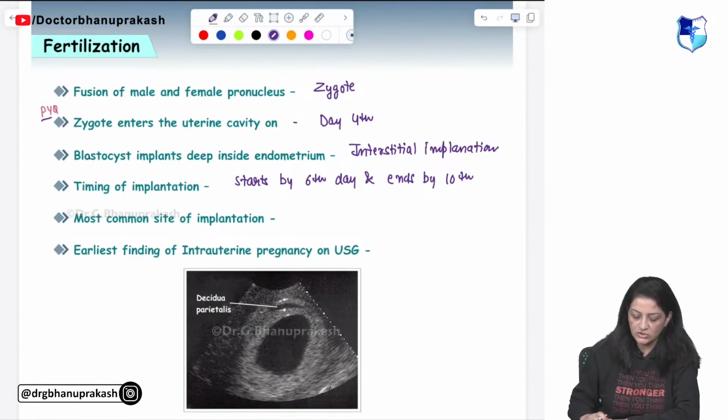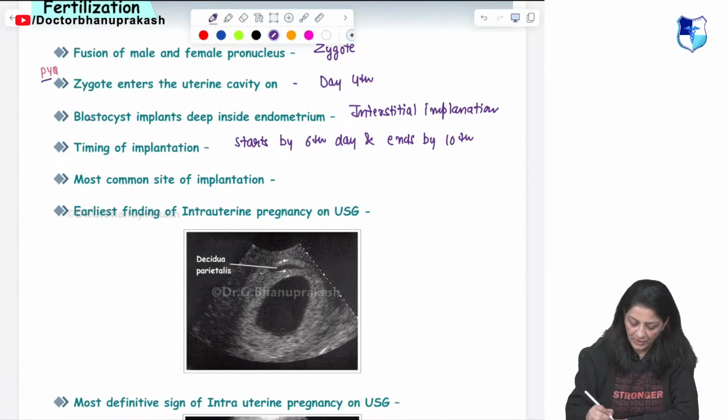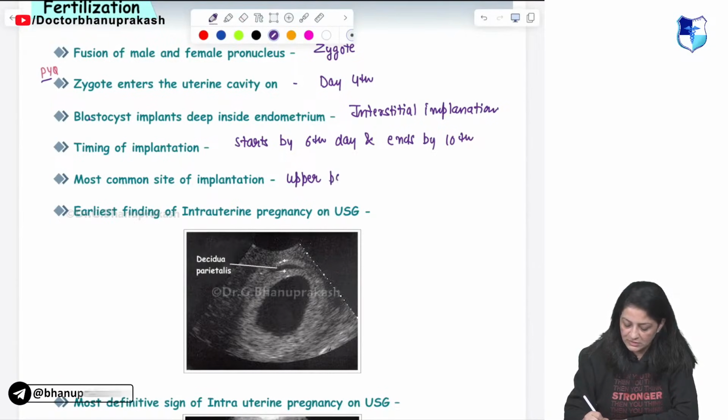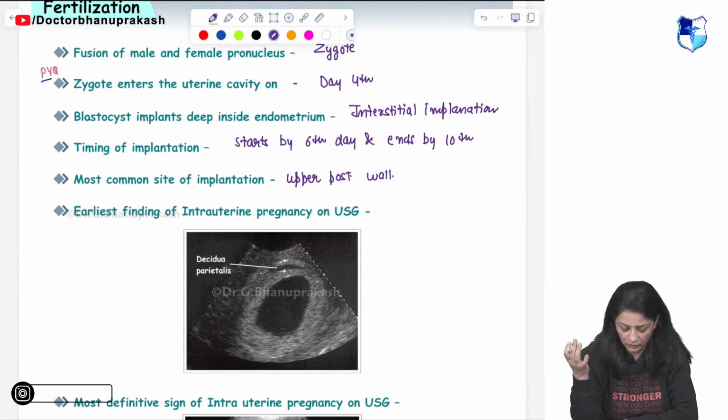So what is the most common site of implantation? The upper part of the uterus, the posterior wall of the uterus. The upper posterior wall of the uterus is the most common site of implantation.